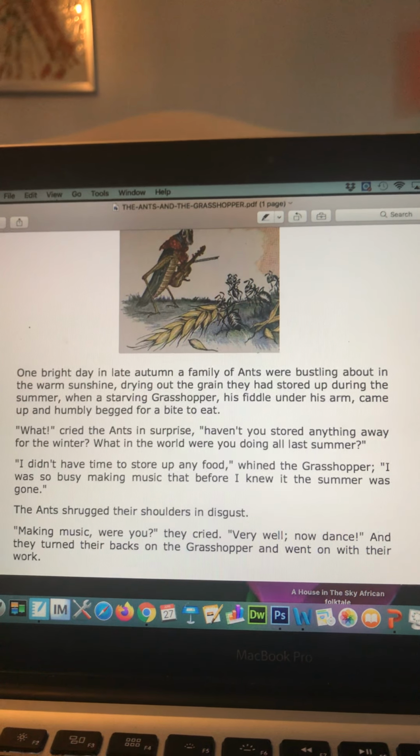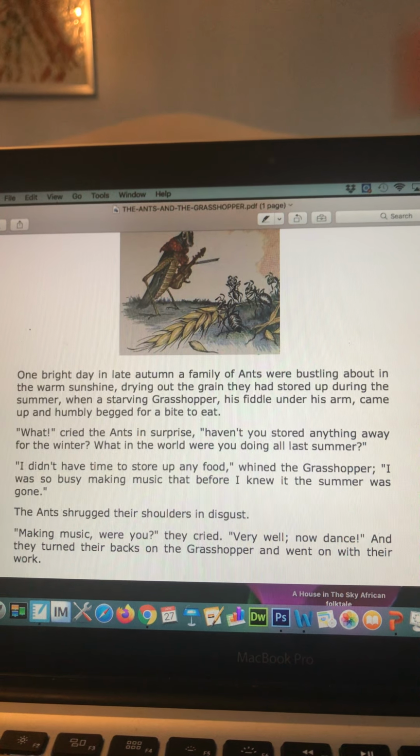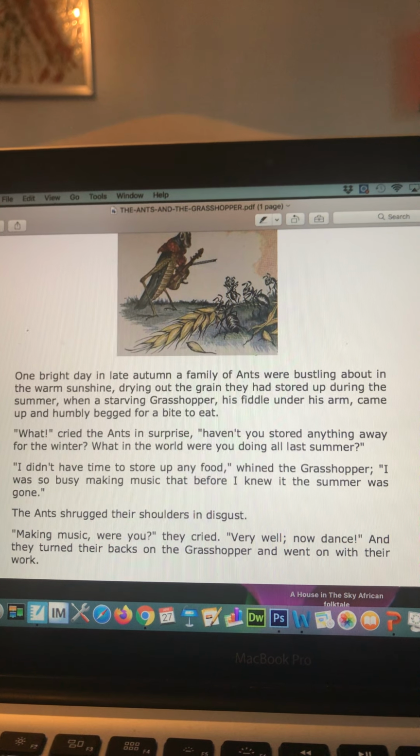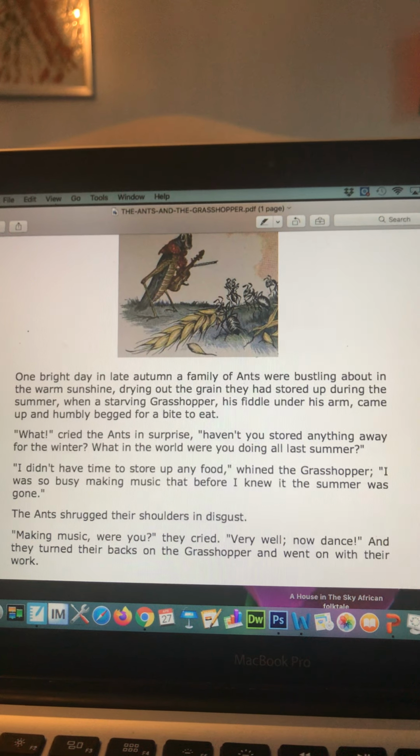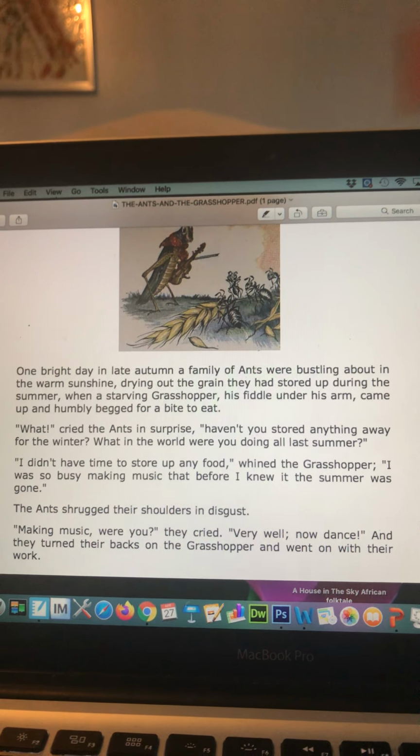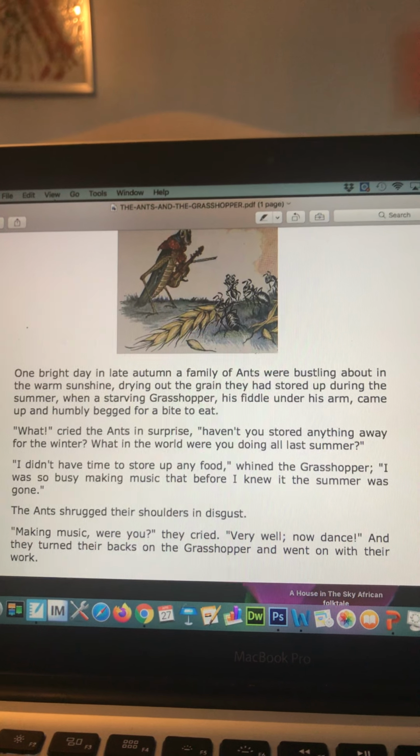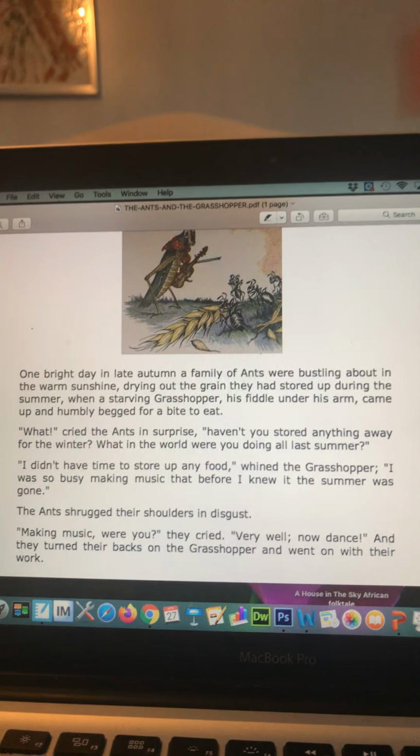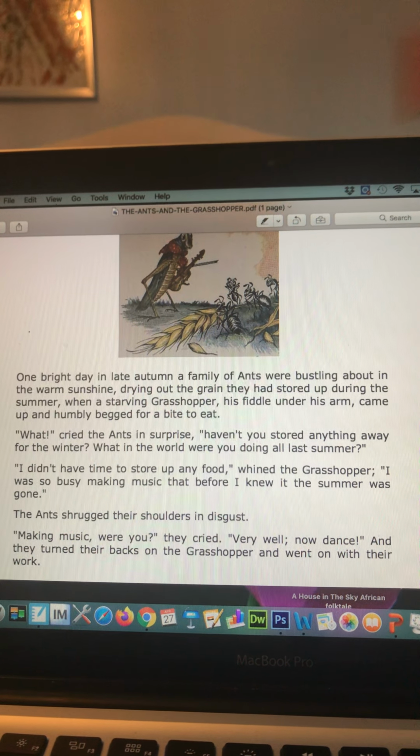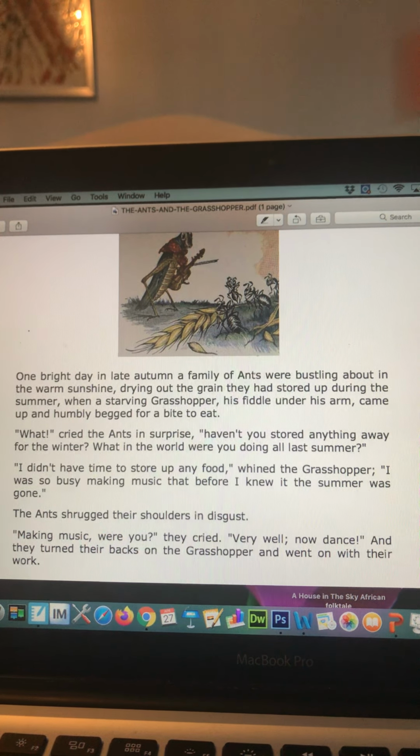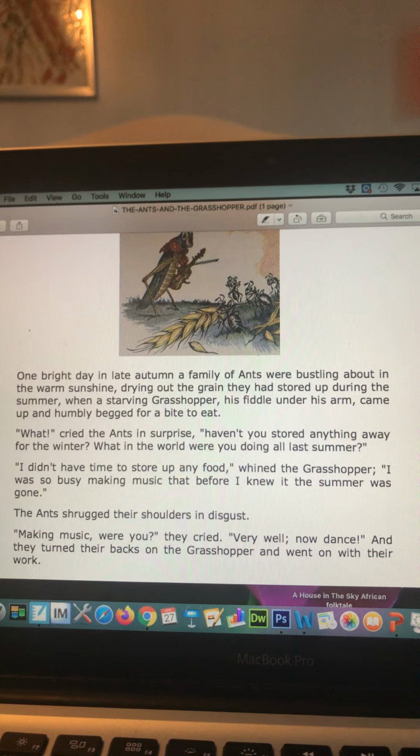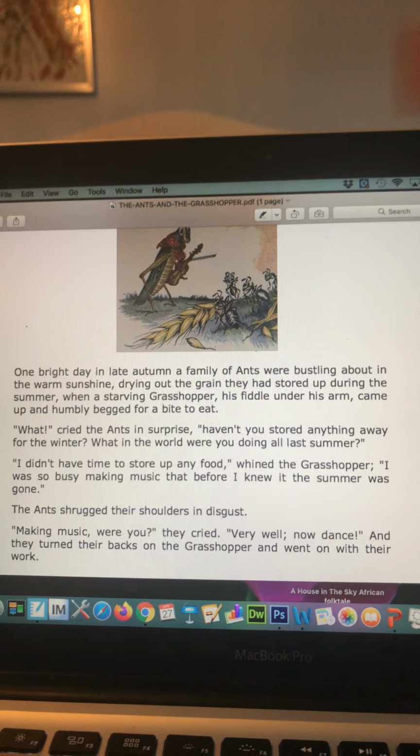"What?" cried the ants in surprise. "Haven't you stored anything away for the winter? What in the world were you doing all last summer?" "I didn't have time to store up any food," whined the grasshopper. "I was so busy making music that before I knew it, the summer was gone." The ants shrugged their shoulders in disgust. "Making music, were you?" they cried. "Very well. Now dance." And they turned their backs on the grasshopper and went on their work.